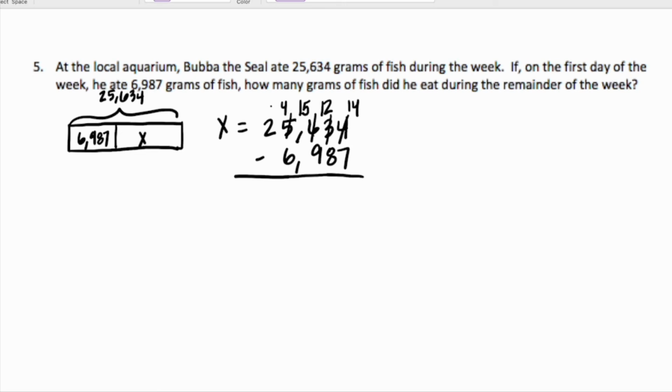But I can't do 4,000 minus 6,000. So I'm going to take from the 2. The 2 becomes 1. The 4 becomes 14. Now I can subtract. We got 7, 4, 6, 8, and 1. Let's check.